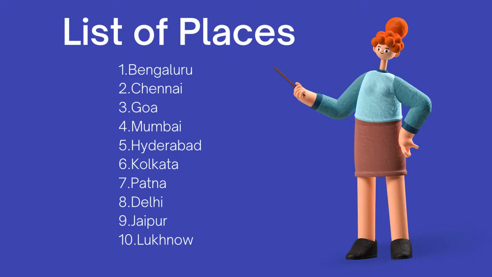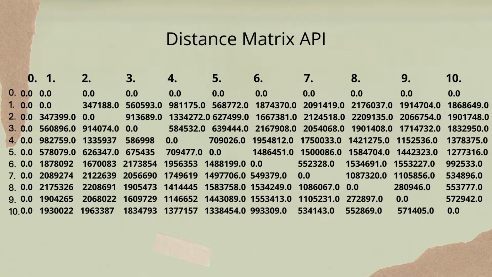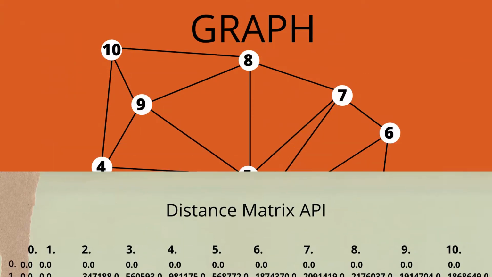As we are using a graph, we need a matrix to store the values. So this is the distance matrix which we are using. To get this data, you can watch my other video that is on distance matrix API. You can check the I button for that, and also I will put the link in the description.